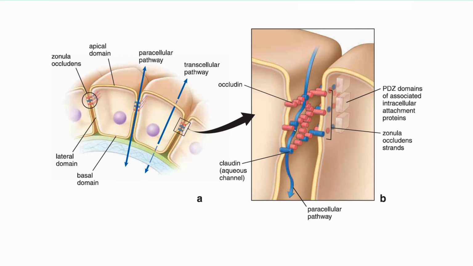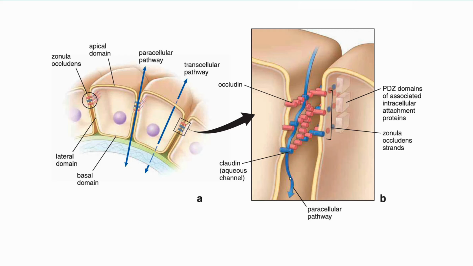over here. All these red color structures belong to the occludin group, and they form a tight junction between the adjacent cells, but in between them we can see multiple Claudin molecules which allow a pathway for the movement of water molecules. They form the aqueous channels within the tight junction.